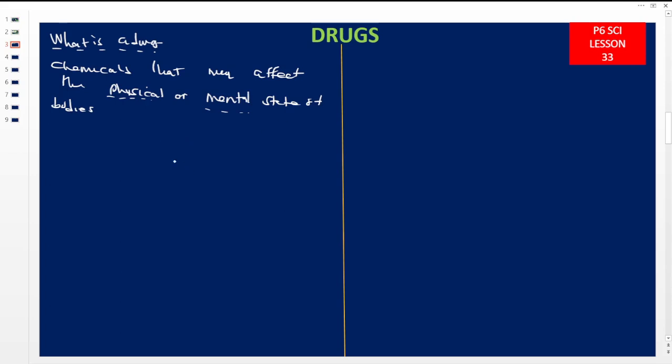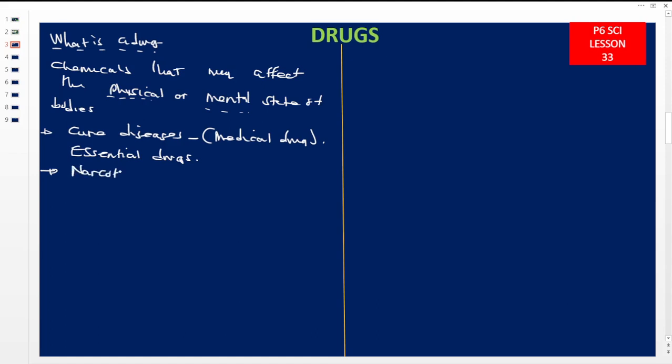And now these drugs can either slow down or increase the functioning of the body. They can make it function very fast, or they can make it function very slow. Now some of these drugs are curative drugs. Some of these drugs can cure diseases. All these drugs that can cure diseases, we call them the medical drugs. Another term given to these medical drugs is essential drugs. Then others which cannot cure, which are not medical, which are taken just for pleasure, we call them the narcotic drugs.